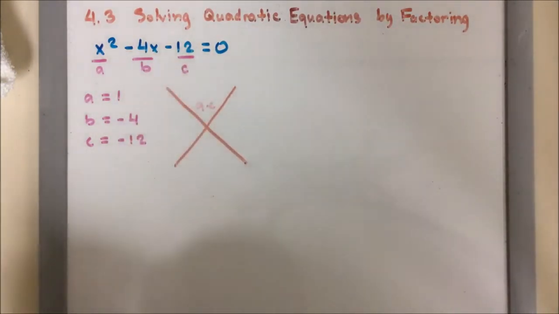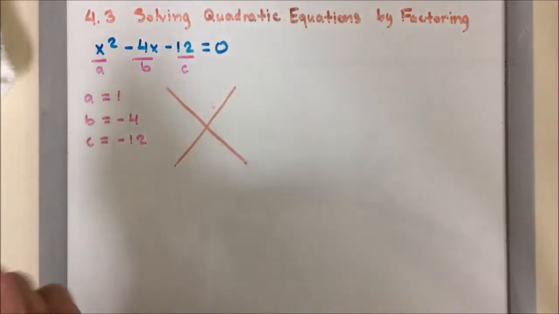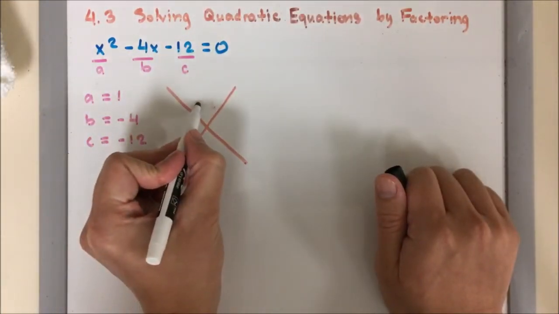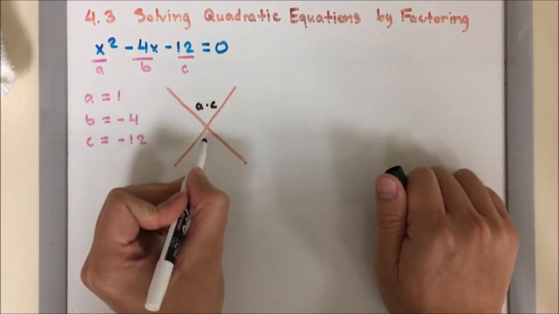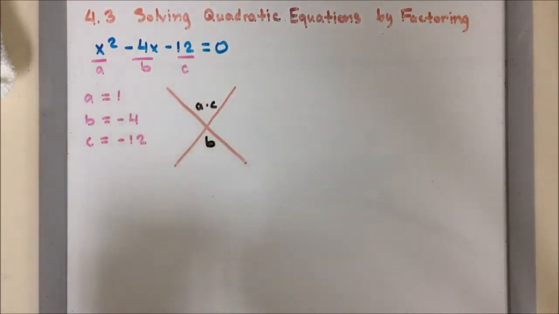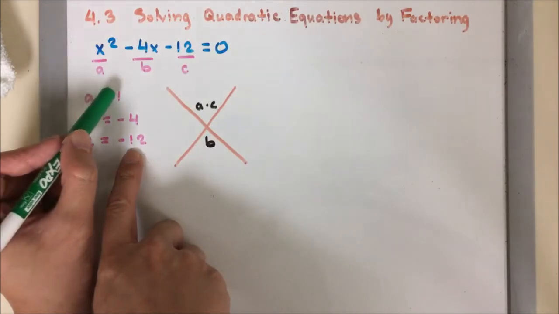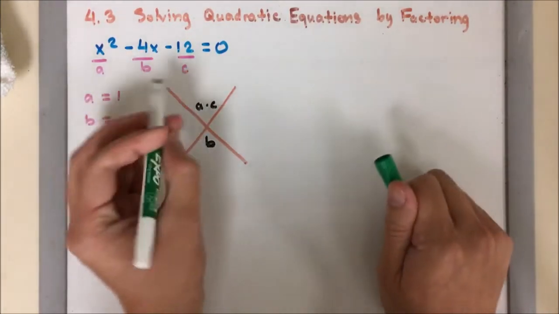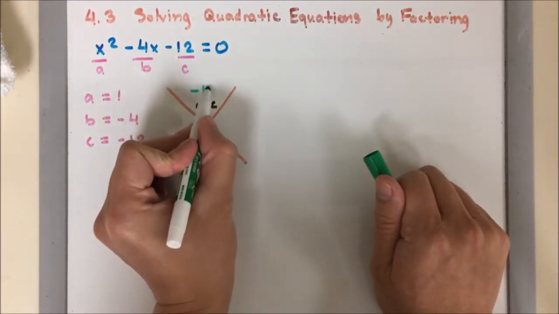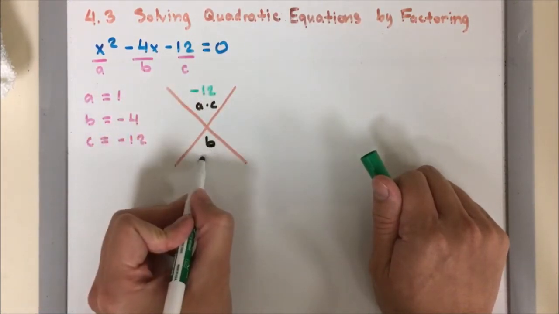For the x chart, on the very top, it's going to be A times C. Let me use a different color so you can clearly see. So A times C, and then the very bottom is B. Let's take a look at our A and our C value, and we're going to multiply. So 1 times negative 12 is negative 12. And then on the very bottom, we're just going to put our B value, which is negative 4.